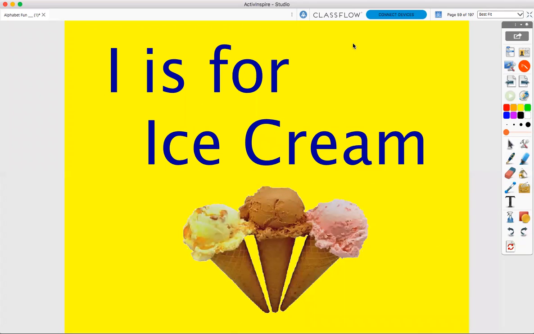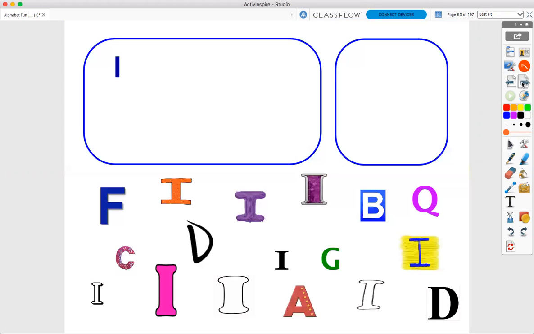Let's talk about the letter I. I is for ice cream. This is capital, grown up, uppercase letter I. Now, uppercase letter I sometimes looks like this, and sometimes it has two lines across the top, like this one.